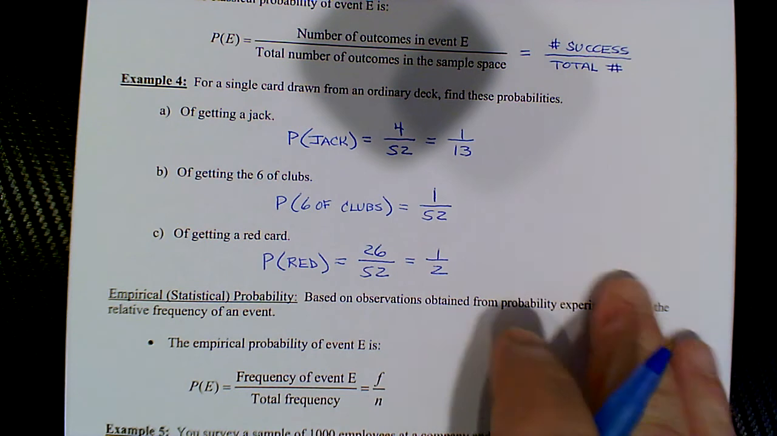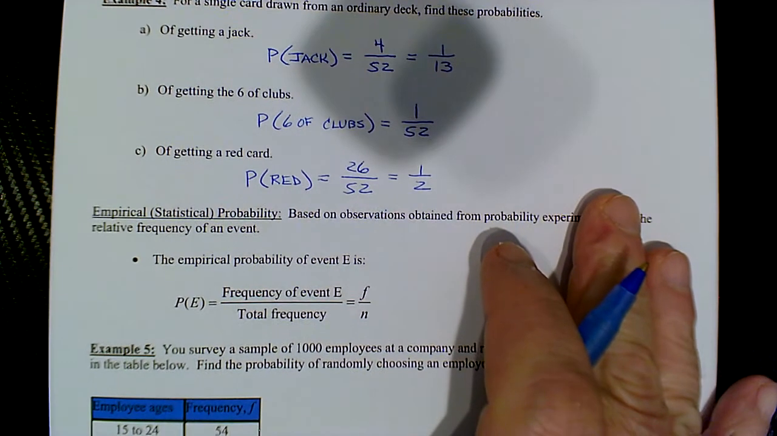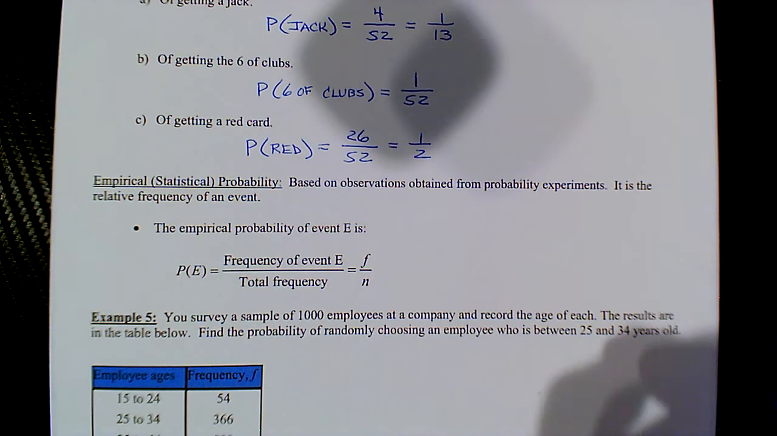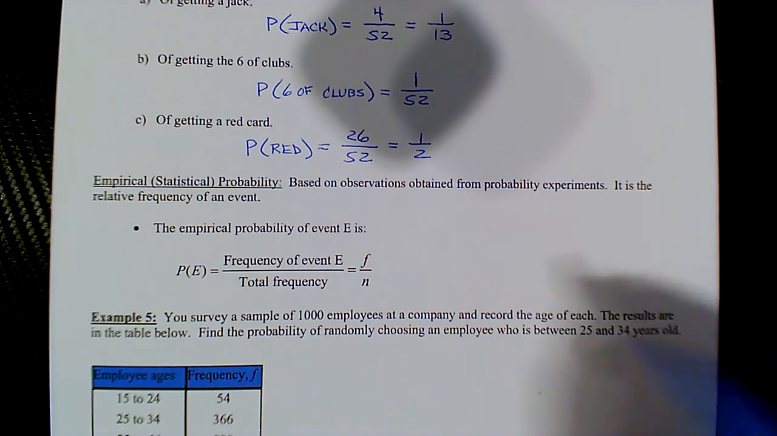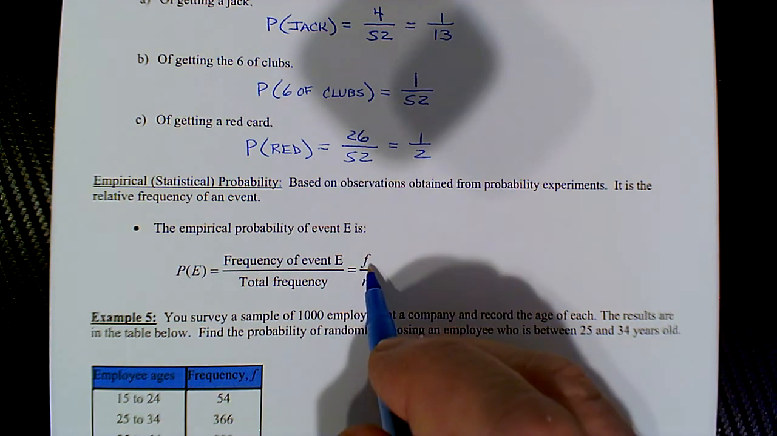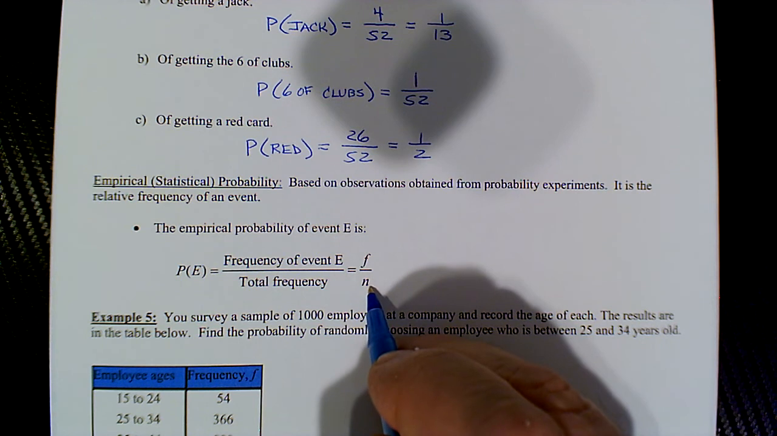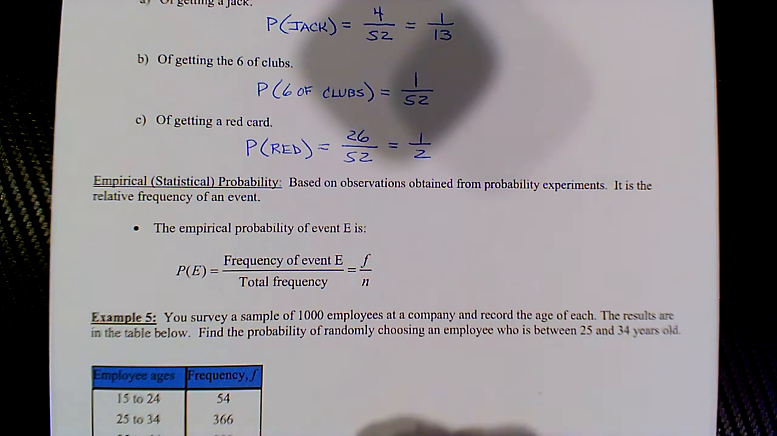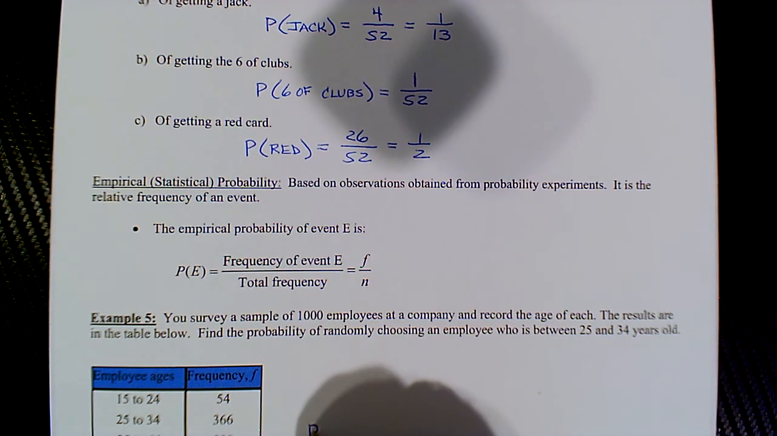Okay, and then we look at empirical or statistical probability. This is based on observations. So if we have a table of results that were observed, it's what we call the relative frequency of the event. And it's really success over total. The textbook gives it as frequency of the event over the total frequency. But success over total is what I like to think of.